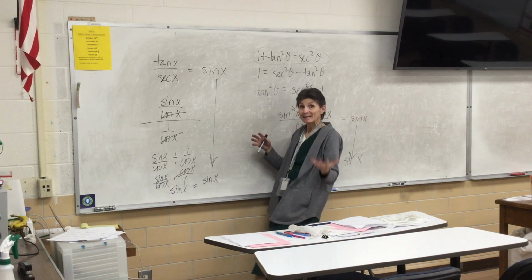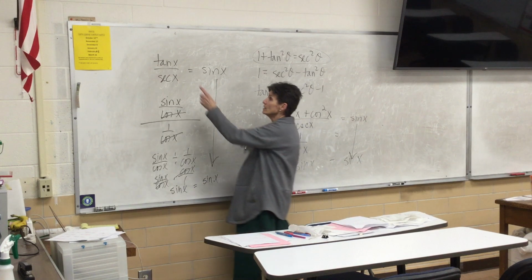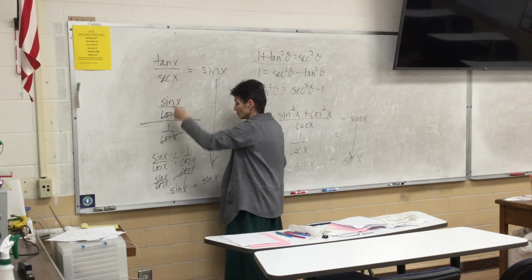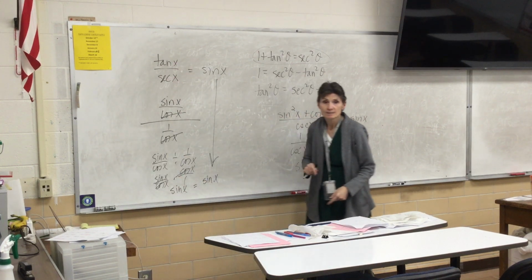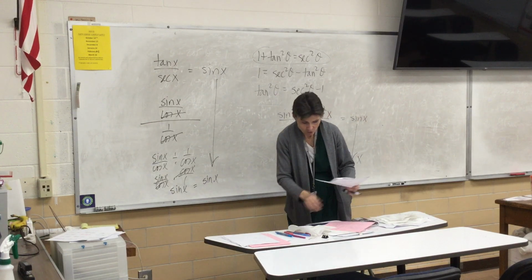And you just did your second identity, your second proof. You simplified this into sine. This isn't so bad.